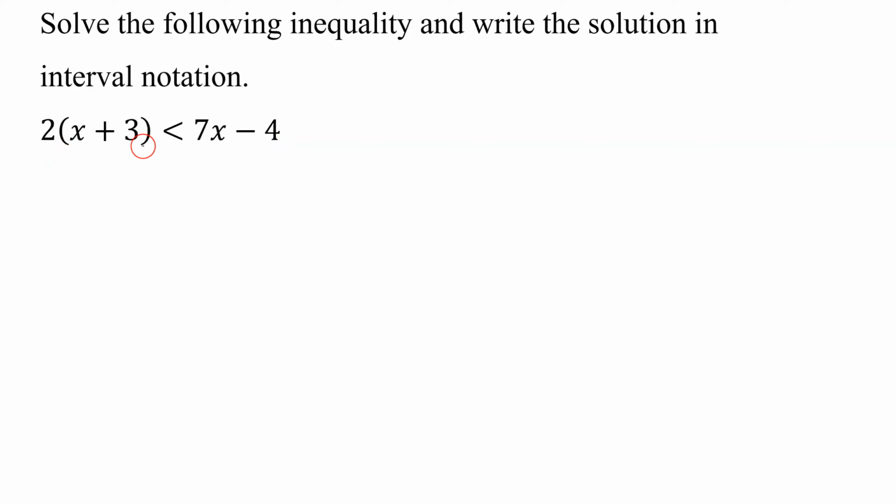You'd clear your parentheses. So that's what I'm going to do. I'm going to distribute the 2 into this parentheses. So 2 times x is 2x, and then 2 times 3 is positive 6, is less than 7x minus 4. Now, on the left-hand side, unlike terms can't combine. Right-hand side, same thing. So now I need to collect my x's on one side, my constants on the other.